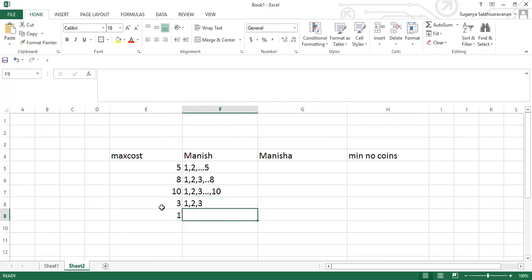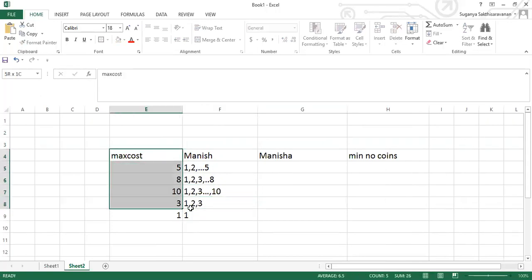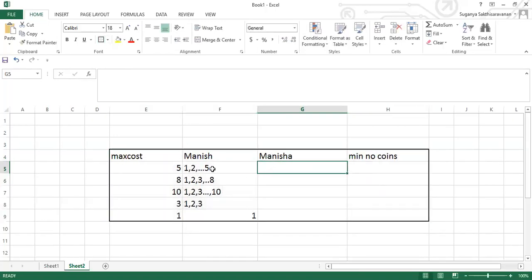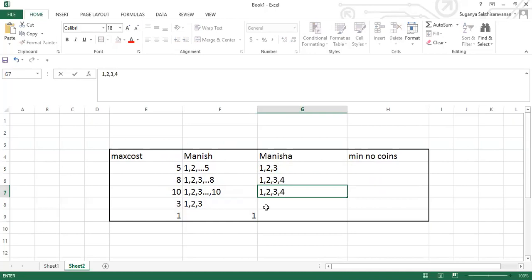But Manisha is saying something, a strategy which is a very optimal way. Let's think about what she is saying here. She is saying that for 5 rupees, only 1, 2, and 3 rupee coins are sufficient. In the same way, if it is 8 rupees, we can just consider 1, 2, 3, and 4. Within these coins, I can generate 8 rupees, and 10 rupees also. For 3 rupees, 1 and 2 rupee coins are sufficient, right? 1 and 2 rupees give you 3 rupees. And for 1 rupee, 1 coin is sufficient.